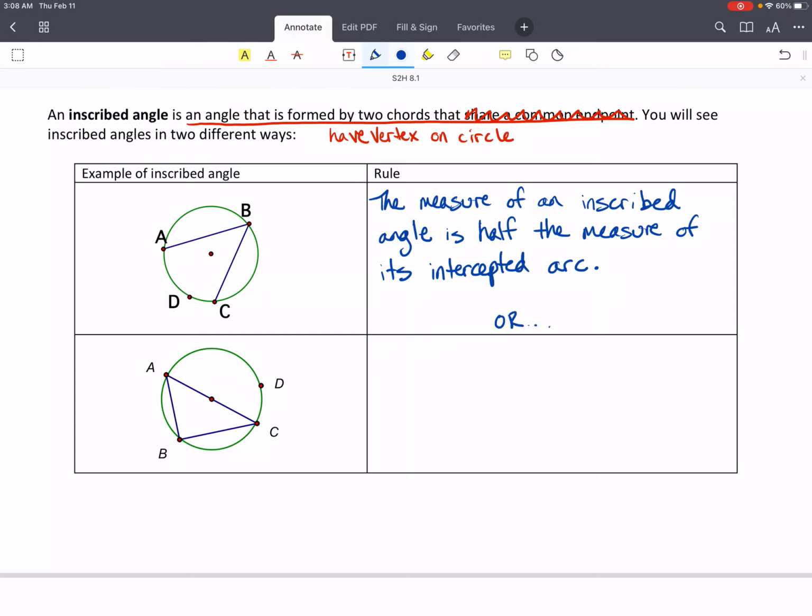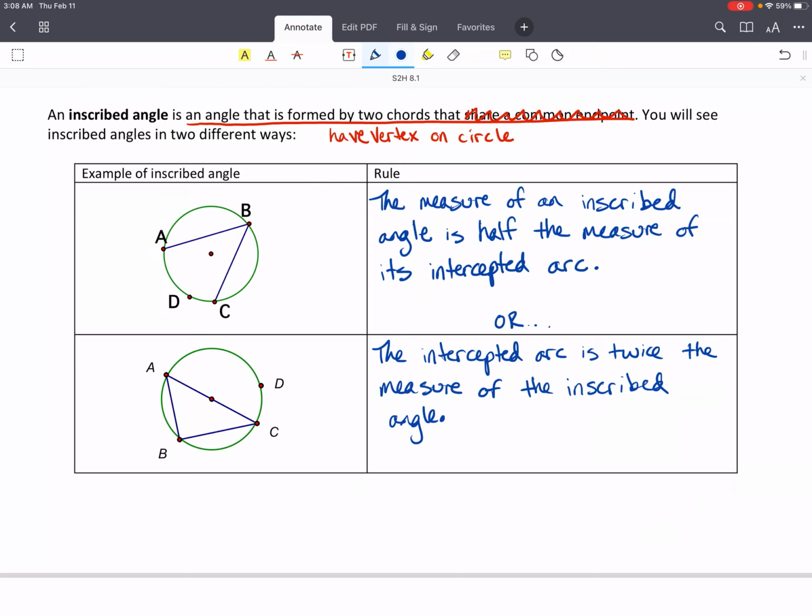Another way we could rewrite that is the intercepted arc is twice the measure of the inscribed angle. So let's say this angle in here, angle ABC, is 40. That means the measure of this arc, arc AC, is 80 degrees.